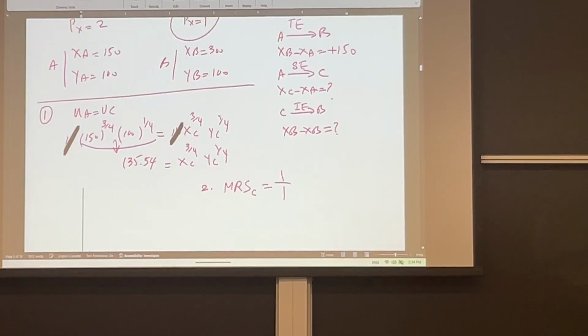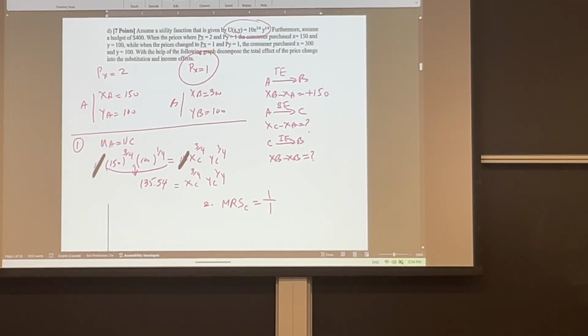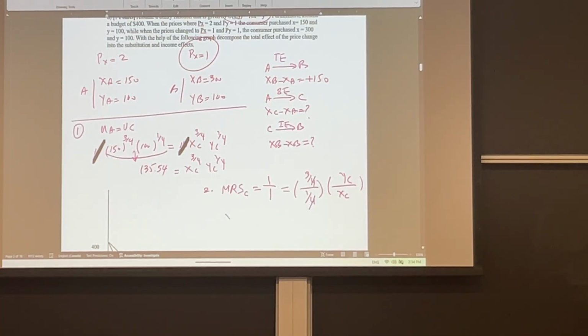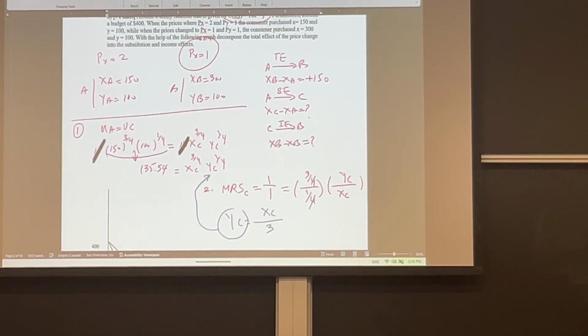That's the tangency. So the only thing we really need here is the MRS. What's the MRS of that function? Alpha, beta, y, x. Right? So now we have to solve it. I'm going to get you this for yc is equal to xc divided by 3. Am I right? Yes. So I'm going to take this one, put it there, and get x.